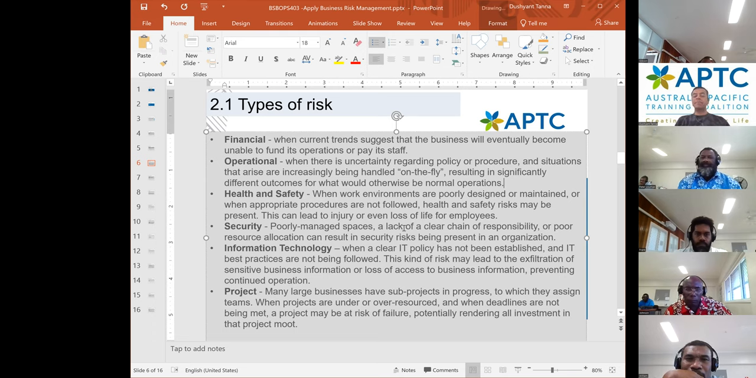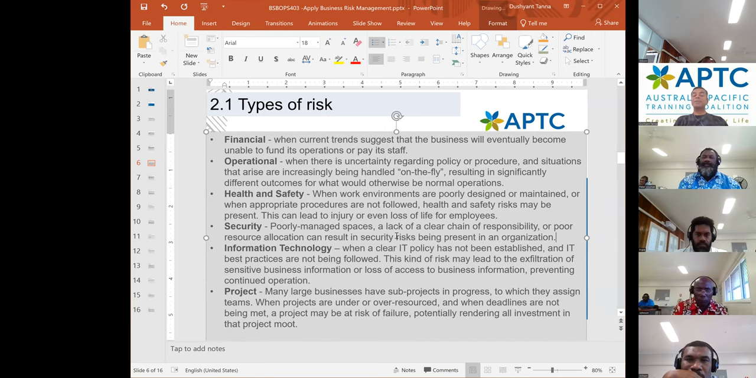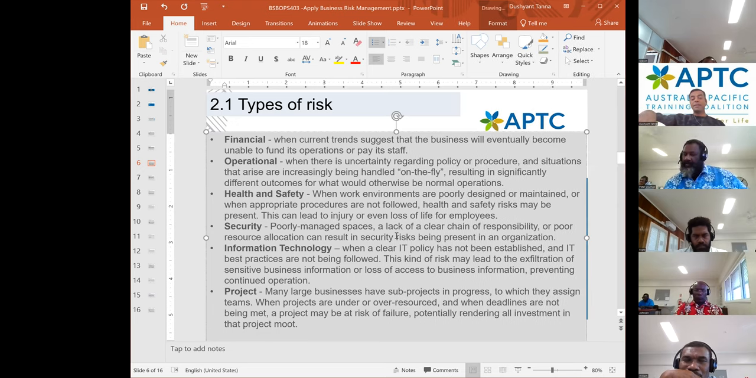Security: poorly managed spaces, a lack of clear chain of responsibility, or poor resource allocation, as well as insecurities present in the organization. You need to keep everyone inside and equipment safe and secure. IT: clear IT policy. APD's IT policy is that they won't allow the laptop to be taken home. You have to leave it here. Do not install anything, it's blocked by the IT department. You can't install it without the admin ID and password. I can't install half of the things on a laptop, I need permission for that.